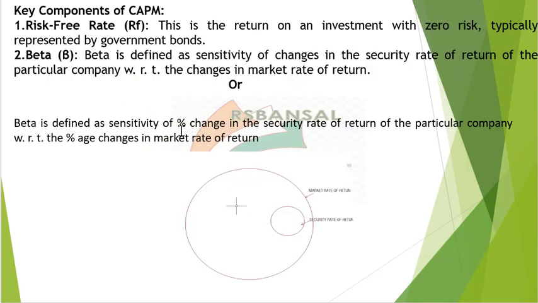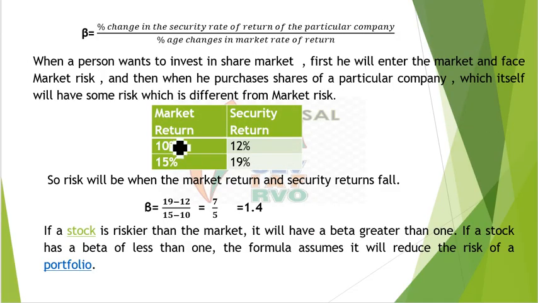So, key components of CAPM. First thing is the risk-free rate. You must know what is risk-free rate. This is a return on an investment with zero risk, typically represented by government bonds, the return which they are giving. Then beta. Beta is defined as sensitivity of changes in the security rate of return of a particular company with respect to the changes in the market rate of return. So beta is basically percentage change in the security rate of return of the particular company divided by percentage change in the market rate of return.